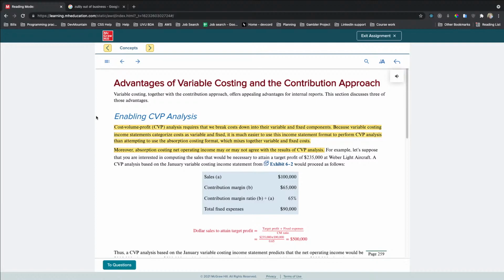All right. Advantages of variable costing and the contribution approach. I think we can safely say that we understand the benefits here. We can basically get live info, right? Like when I make a sale, I know how much I'm paying out of that month already.